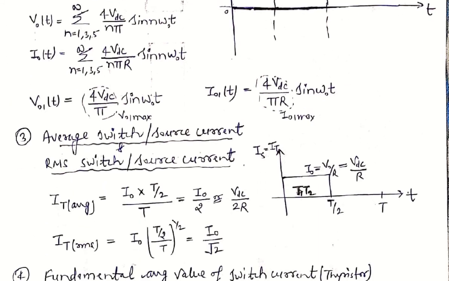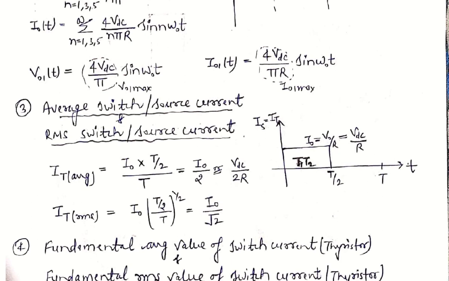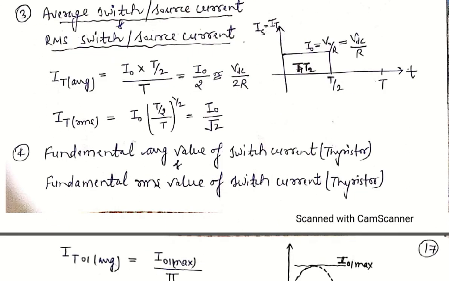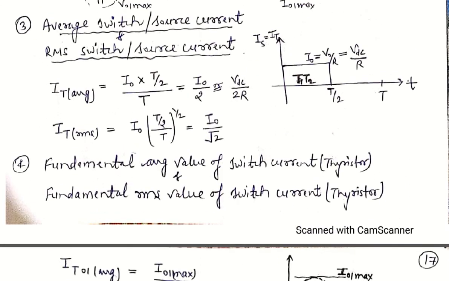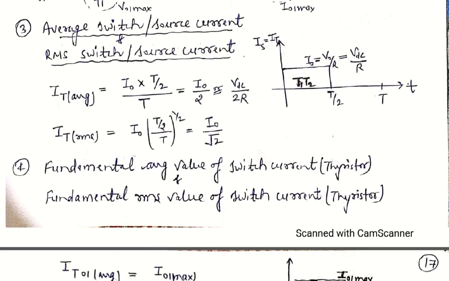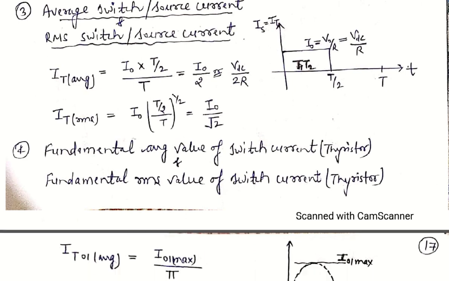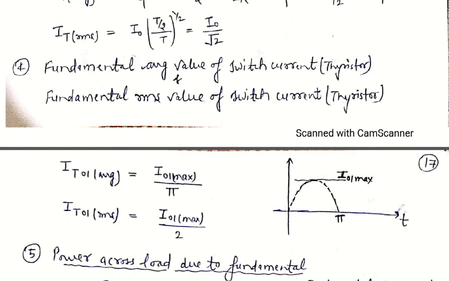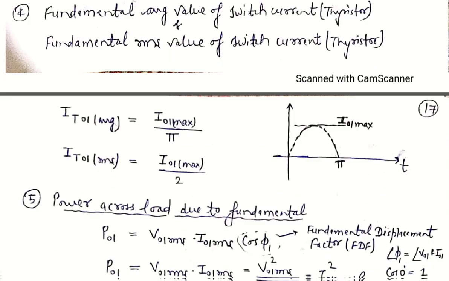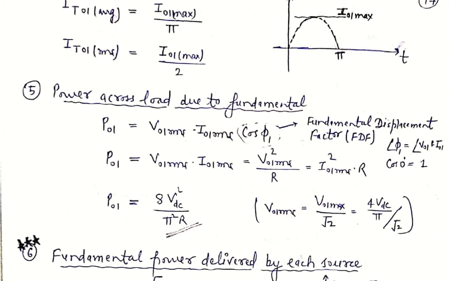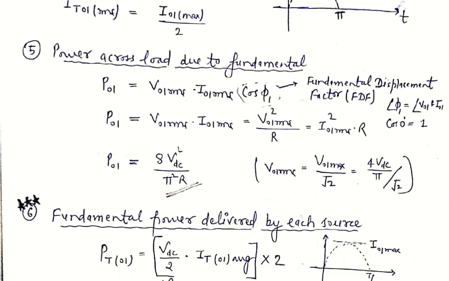If you want to write the switch current, it is similar to the half bridge structure. The difference is that the full DC voltage is there. So these calculations are similar to the half bridge case. We simply calculate the average by the area under the curve and the RMS by taking the root mean square. Similarly, for the fundamental, the average value of thyristor current is calculated the same as in the previous half bridge case. And this is the power across the load due to the fundamental.